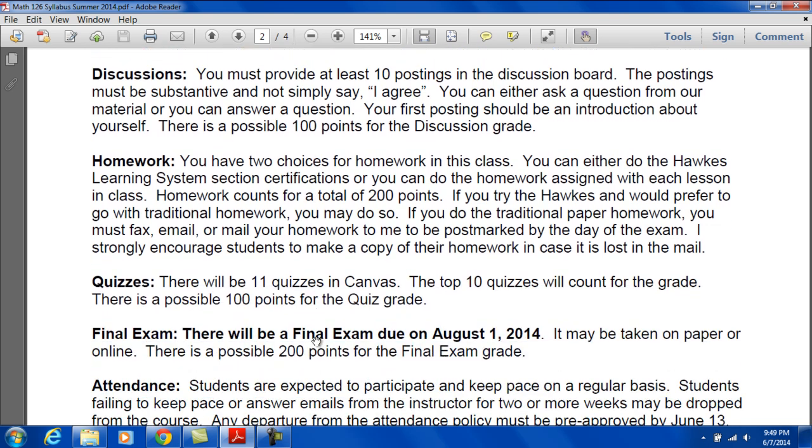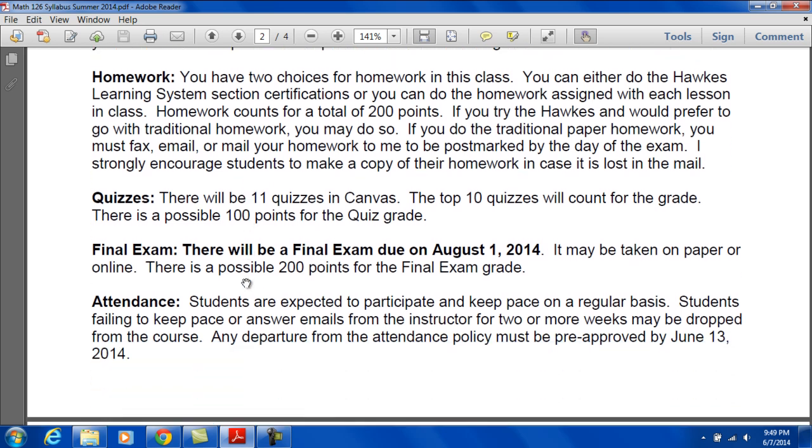Homework. You have two choices for homework in this class. You can do Hawks Learning System section certificates, or you can do the homework assigned with each lesson in the class. Homework counts for a total of 200 points. If you try Hawks and prefer to go with traditional homework, you may do so. If you do the traditional homework, you must fax, email, or mail your homework to me. Upload it in Hawks, though, is my first choice. Load it into Hawks as one single PDF file. I strongly encourage students to make a copy of their homework in case it is lost in the mail. That's if you decide to mail it.